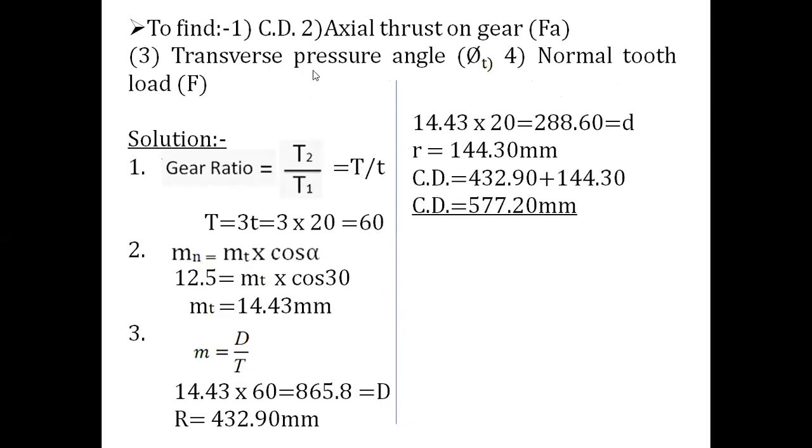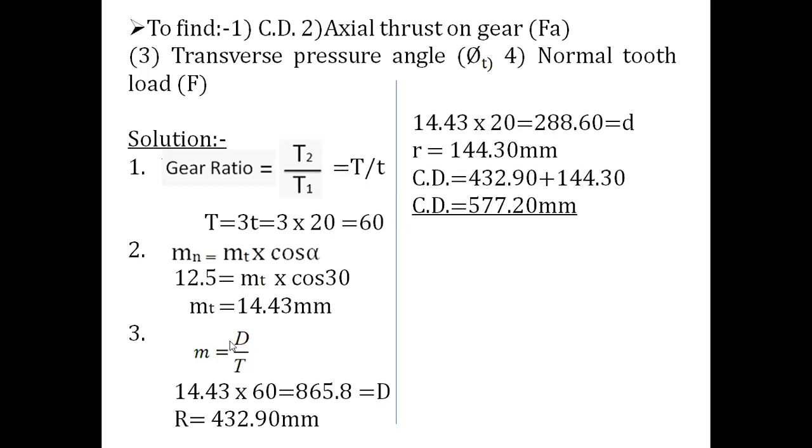Now the second formula we have, Mn is equal to Mt cos alpha. Mn is given 12.5 and Mt we have to find out, because in the module formula M is equal to d by t, that M is nothing but transverse module. But in the question normal module is given, so from normal module we can find transverse module with this formula Mn is equal to Mt cos alpha. Putting the values of Mn and helix angle, which is 30°, 12.5 divided by cos 30 is equal to Mt. So we are getting the value of Mt is equal to 14.43 mm.